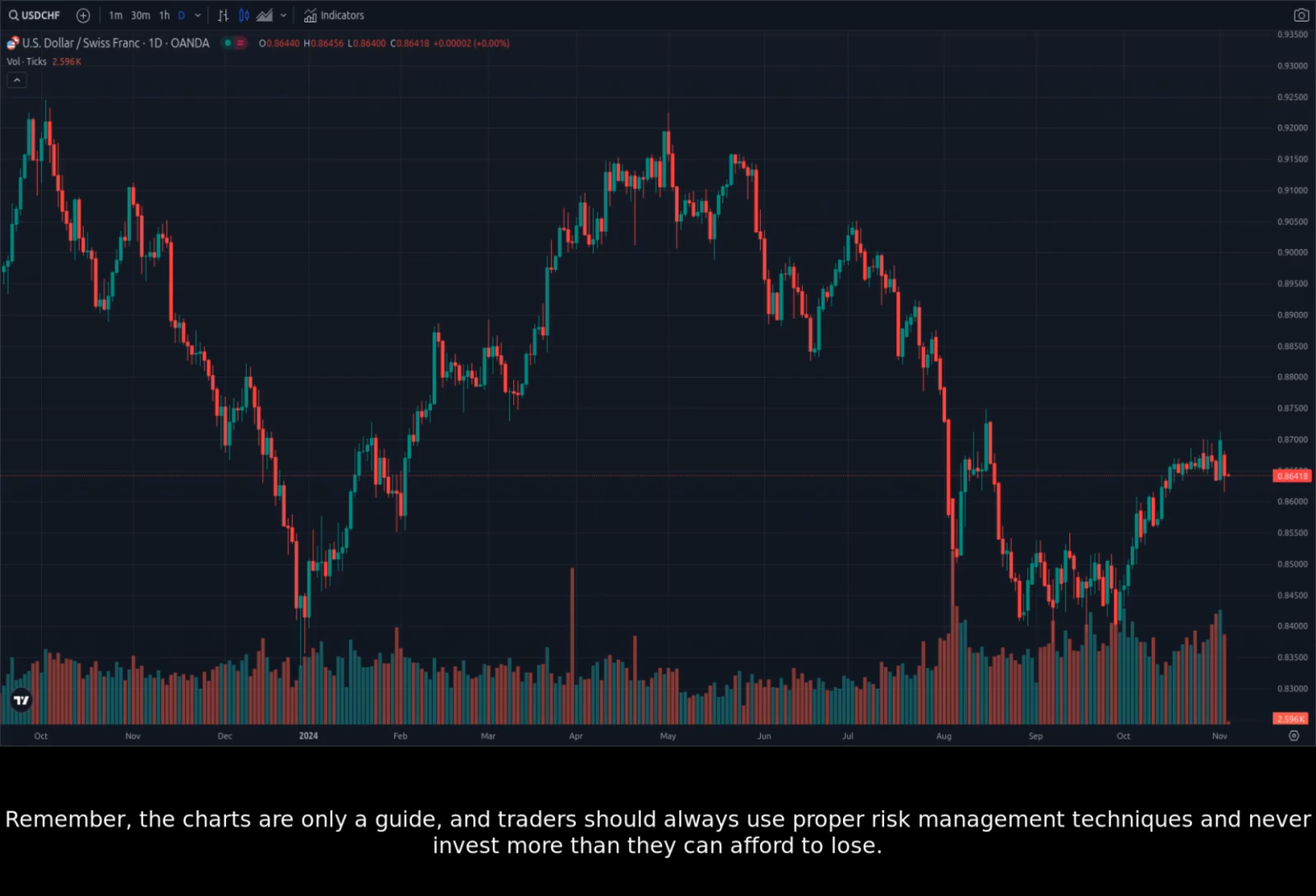Remember, the charts are only a guide, and traders should always use proper risk management techniques and never invest more than they can afford to lose.